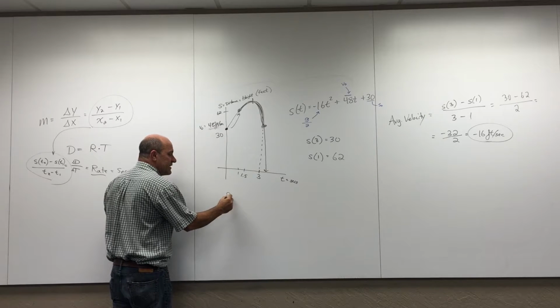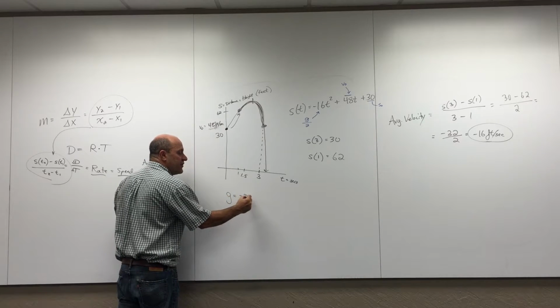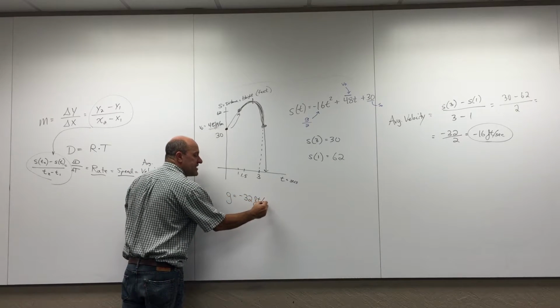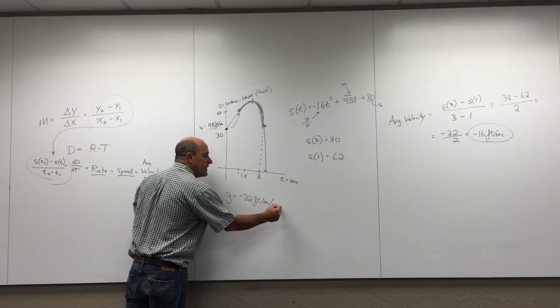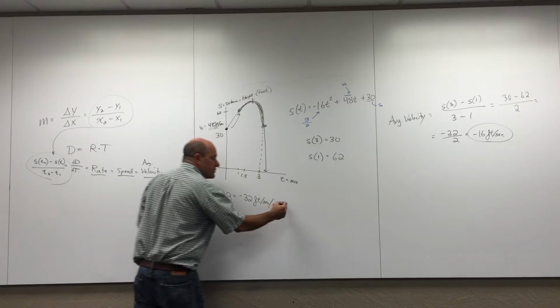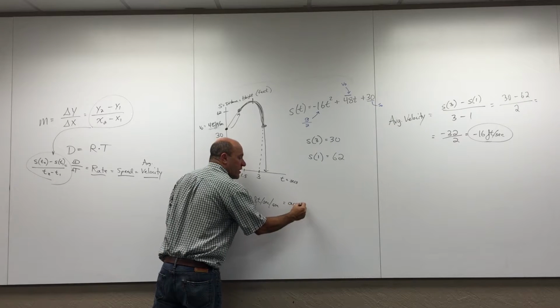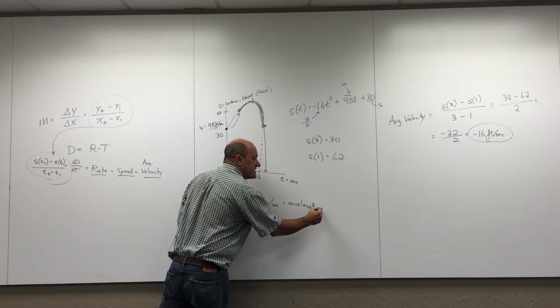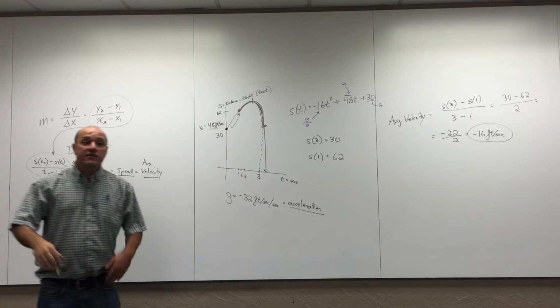What did I say gravity does? What is gravity? Negative 32 feet per second per second. It's called an acceleration. And what an acceleration does is change velocities.